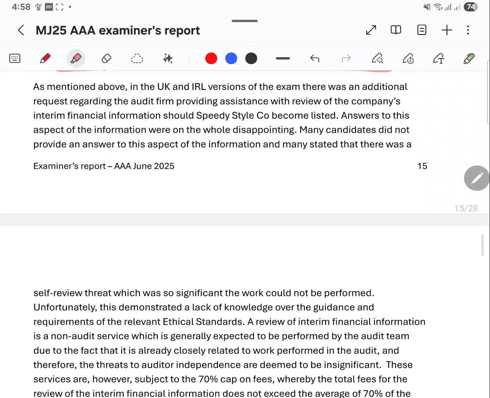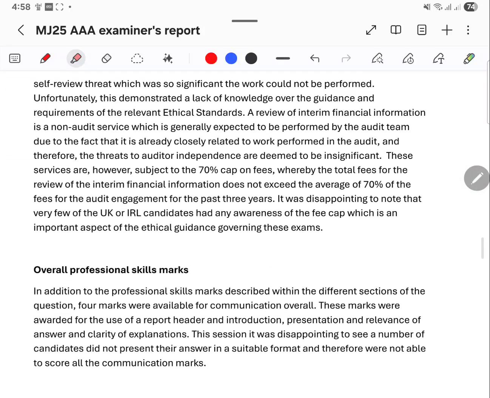As mentioned above, in the UK and IRL version, there was an additional requirement regarding the audit firm providing assistance with the review of the company's interim financial information. So we are not discussing it now. Okay.